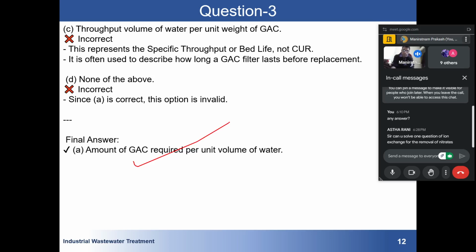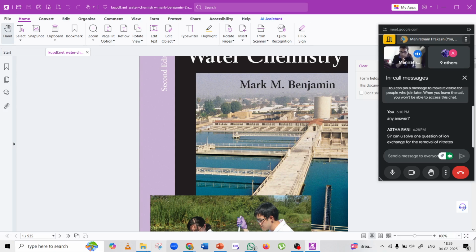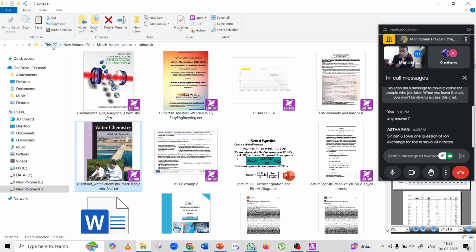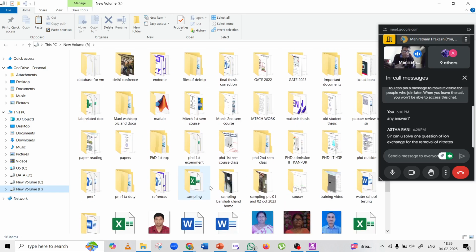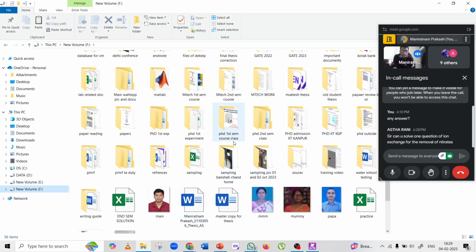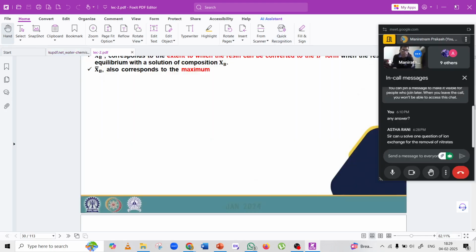So there is this one question in your lecture. I think you are talking about this question, the nitrate question, with 4.5 millimolar of cation. And we have to remove nitrate with the help of exchanging chloride. So see, that question has been directly taken from your lecture. First of all, I want to say that.